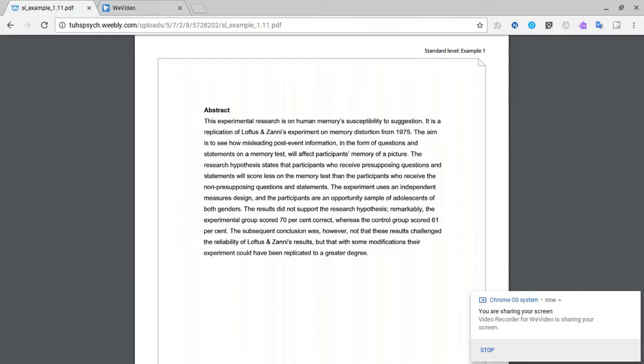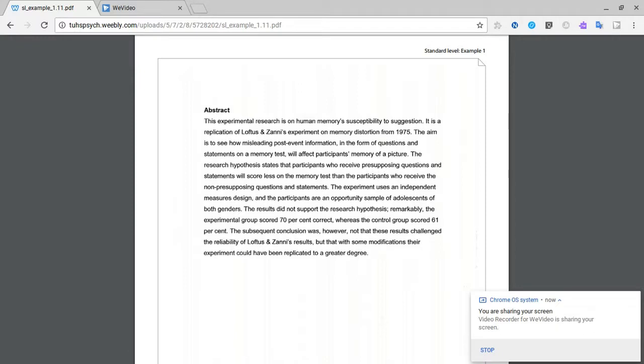The aim is to see how misleading post-event information in the form of questions and statements on a memory test will affect participants' memory of a picture. The research hypothesis states that participants who receive presupposing questions and statements will score less on the memory test than the participants who receive the non-presupposing questions and statements. The experiment uses an independent measures design, and the participants are an opportunity sample of adolescents of both genders.